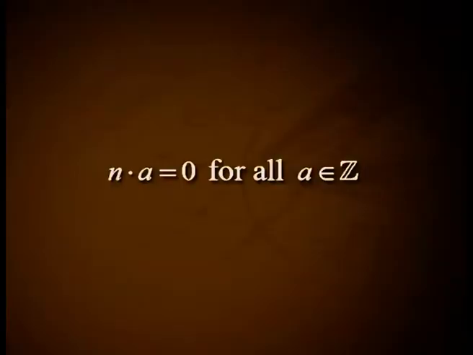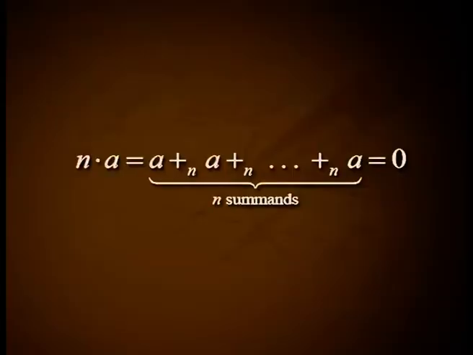If the ring under consideration is the ring of integers, it can be seen that there is no positive integer n such that n·a = 0 for all a belonging to Z. Consider the ring Zn, with addition modulo n and multiplication modulo n. In this case, n·a = a + ... + a = 0 (n summands).